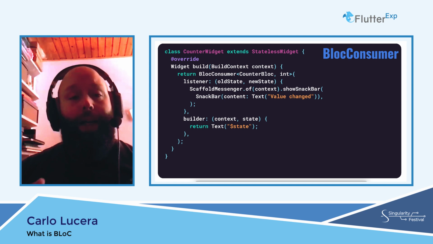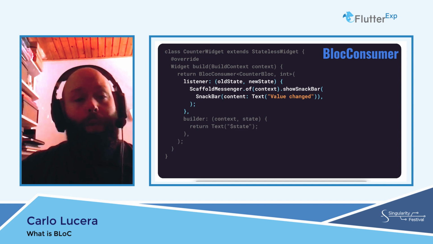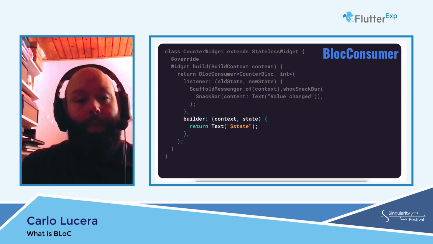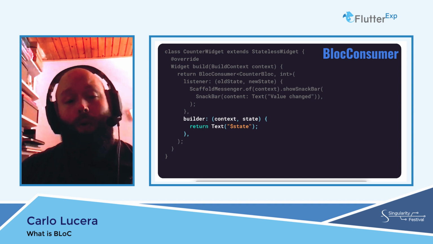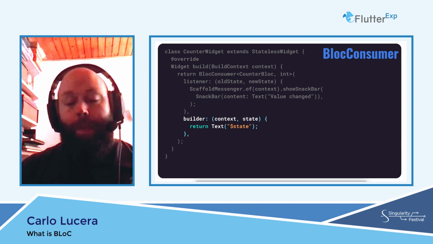BlocConsumer basically is a widget that uses the properties of both the listener and the builder. So inside the BlocConsumer, we have a listener function and a builder function. This is useful when we still want to change the value. For example, in the UI, we want to update our counter and send a message to the user without rebuilding the UI, for example by using a snack bar.